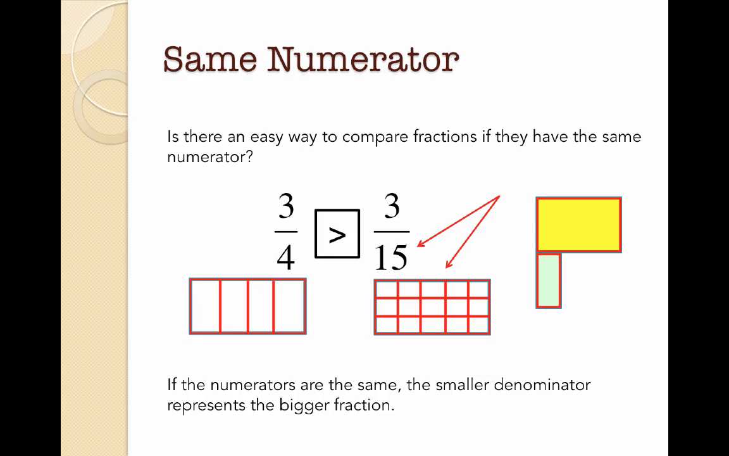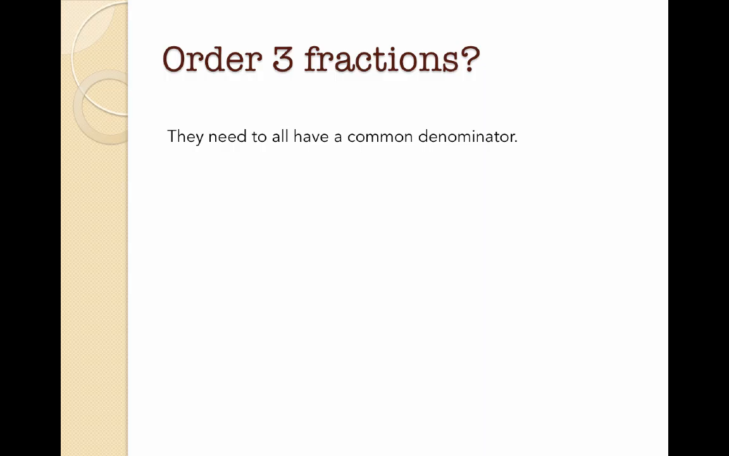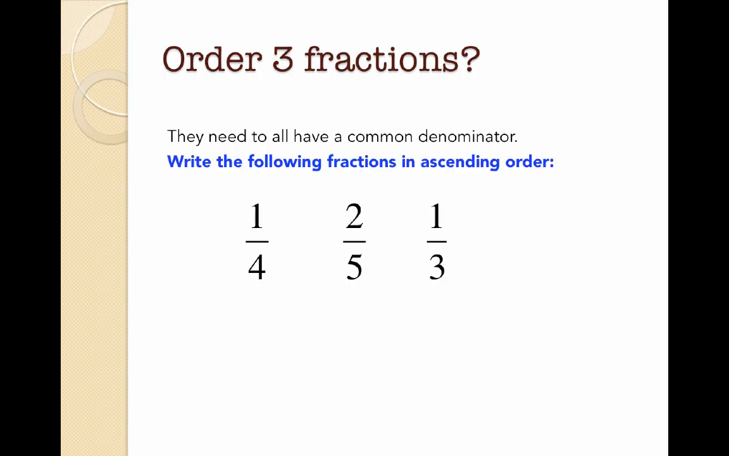But what happens now if I don't want to have that drawing? What if I wanted to order three fractions instead of just the two? They need to all have a common denominator. So let's take a look at an example. I want to place in order from smallest to biggest 1/4, 2/5, and 1/3. And I also want to show you how I'm going to do it rather than just putting them into order.